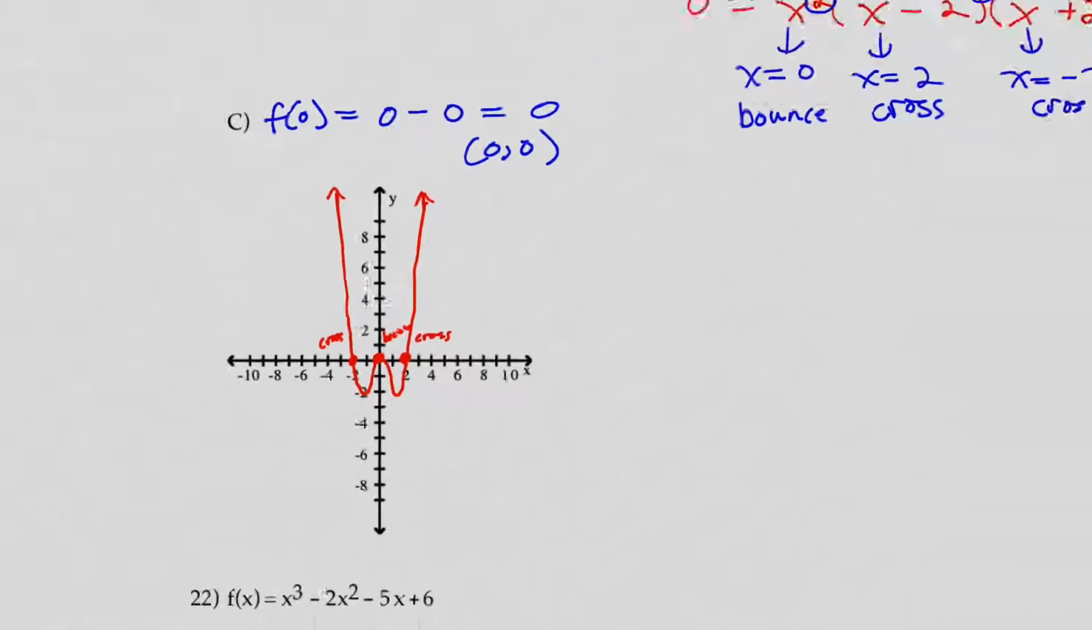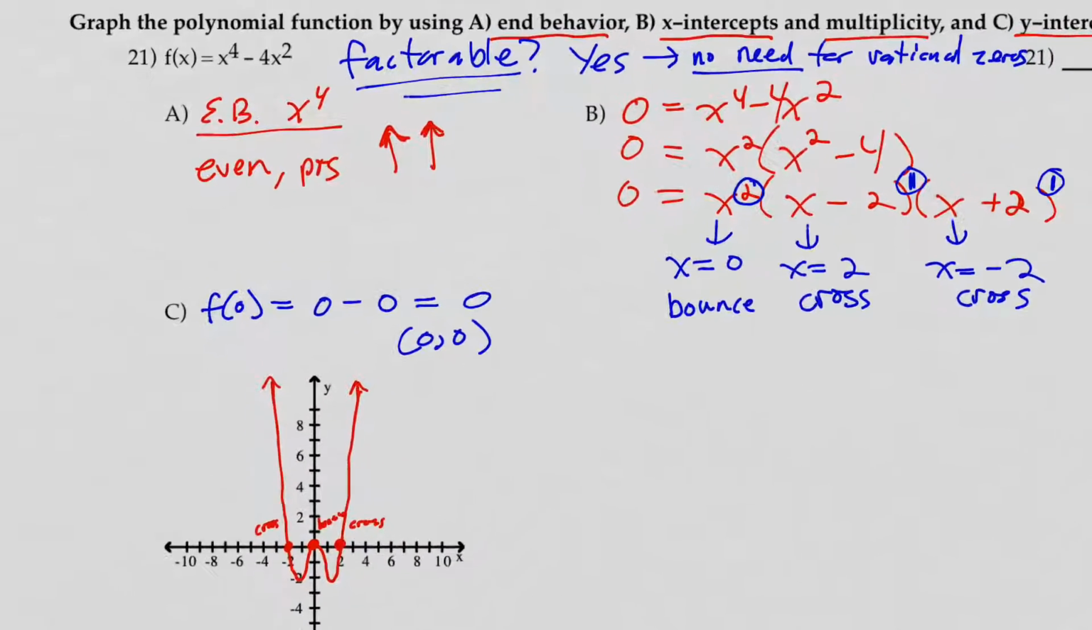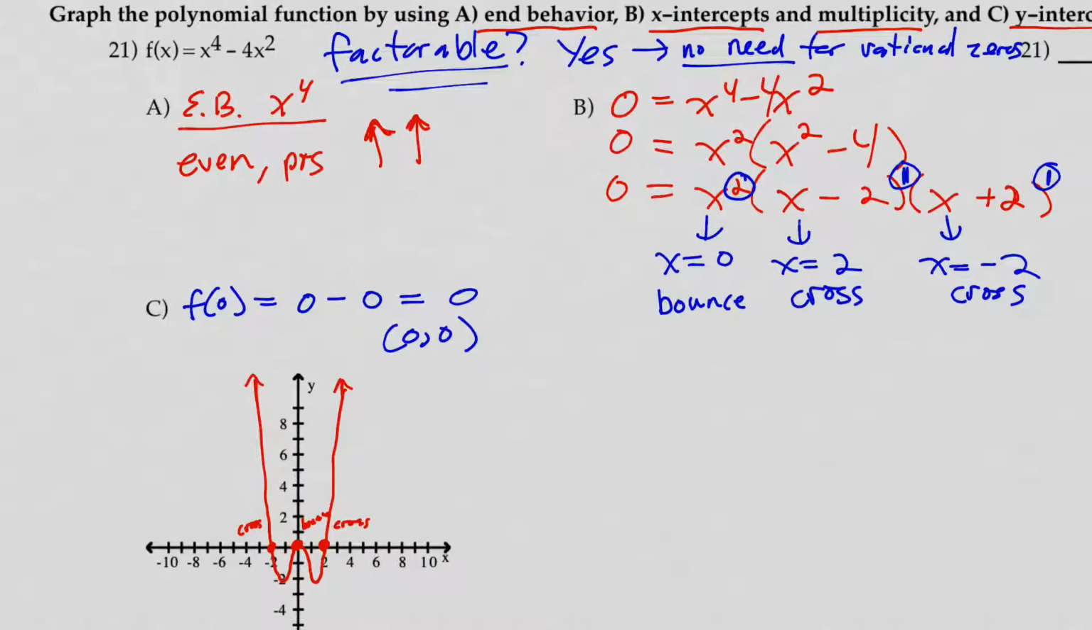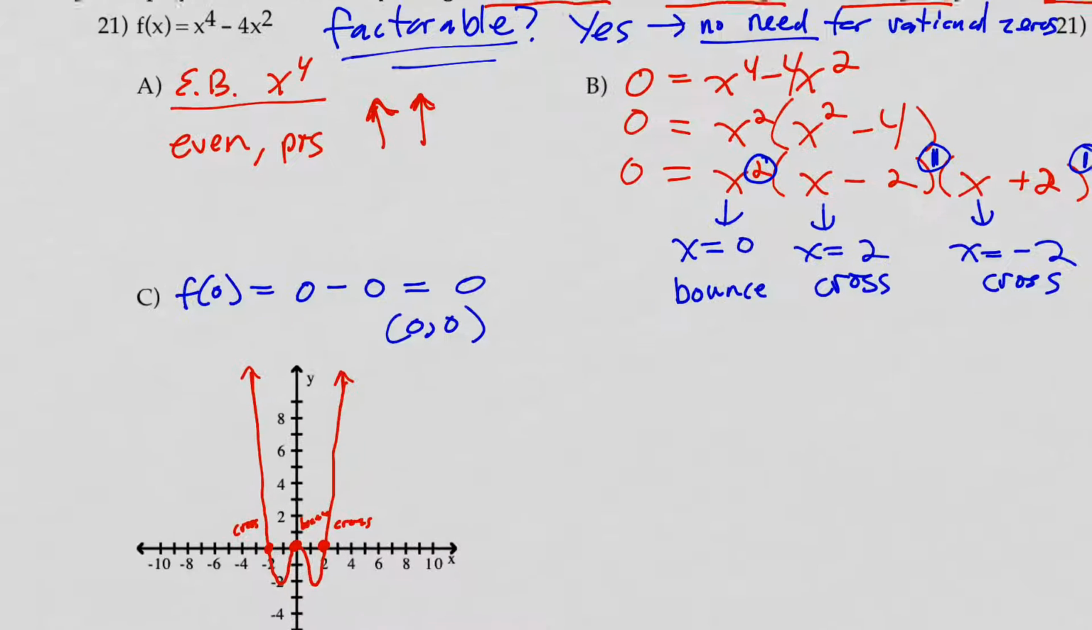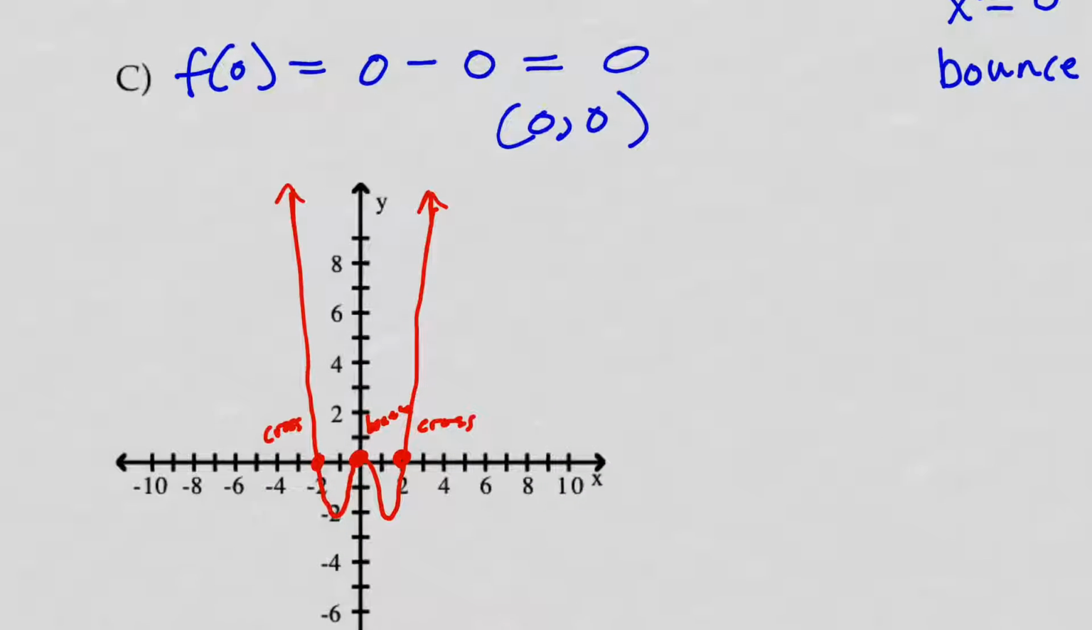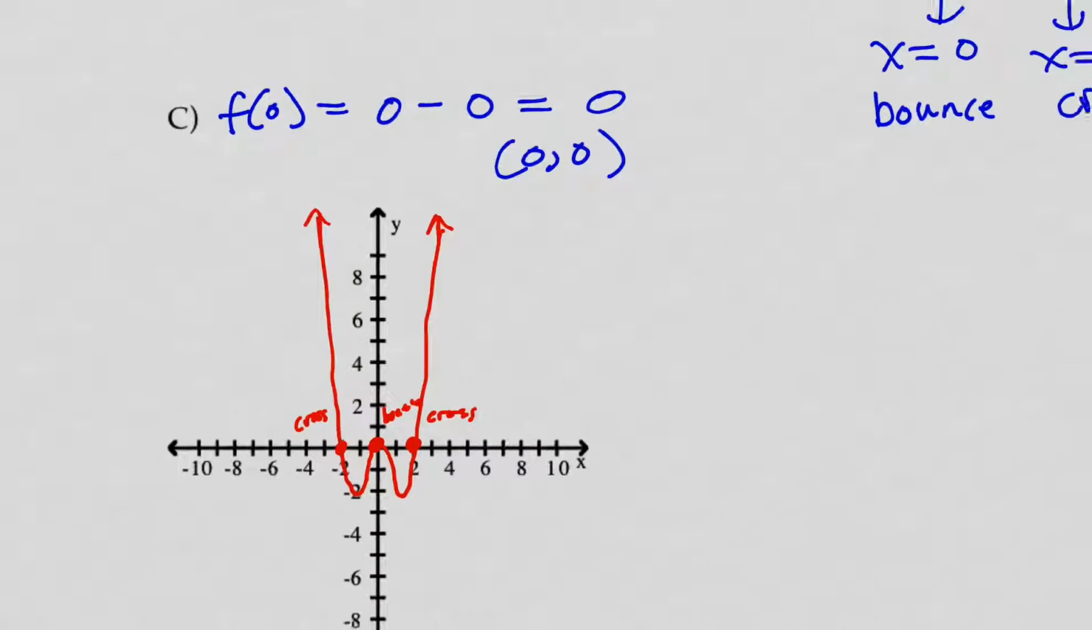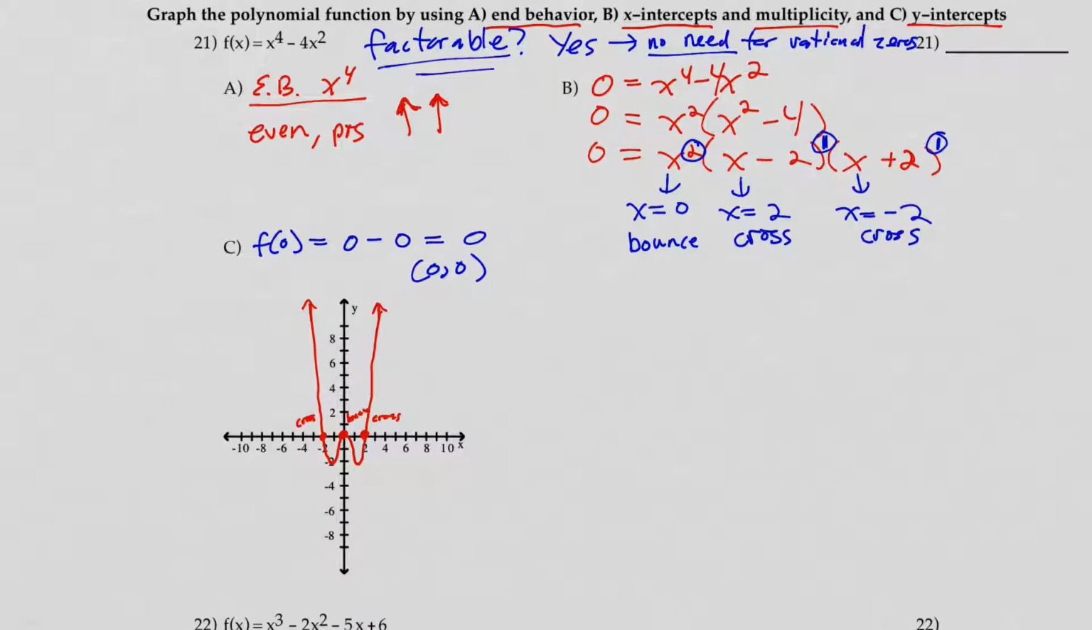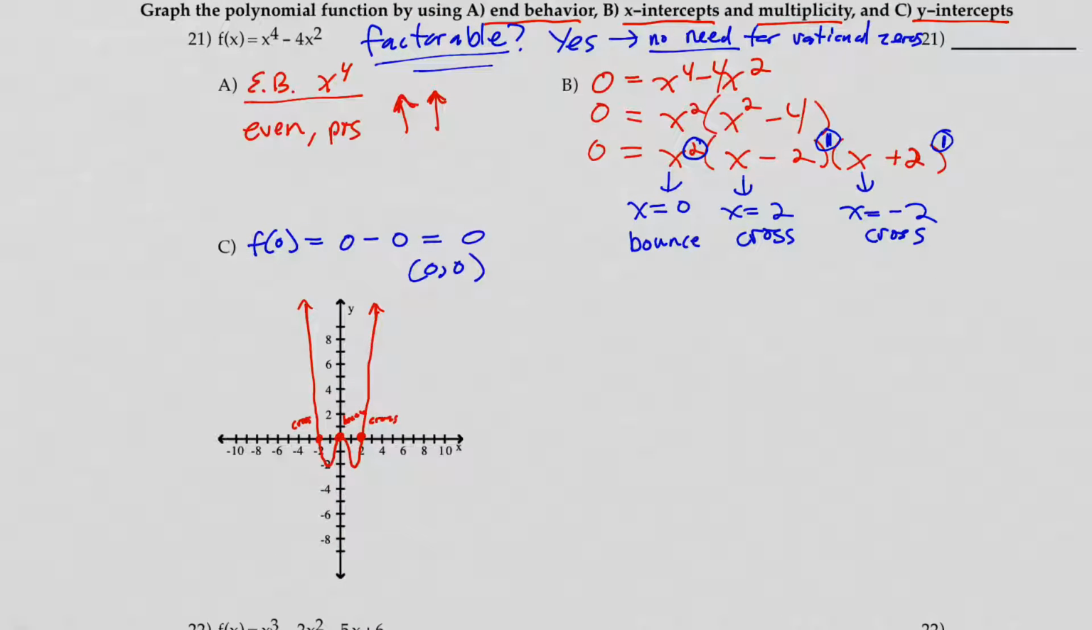So all the clues that we just found, end behavior, x-intercepts and their multiplicities, which tells us that they bounce or cross, and then the y-intercept gives us all the clues we needed to get this thing graphed. Okay, so you're going to get points for your work and separate points for your graph.